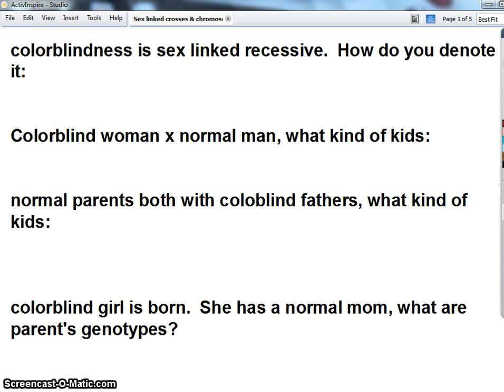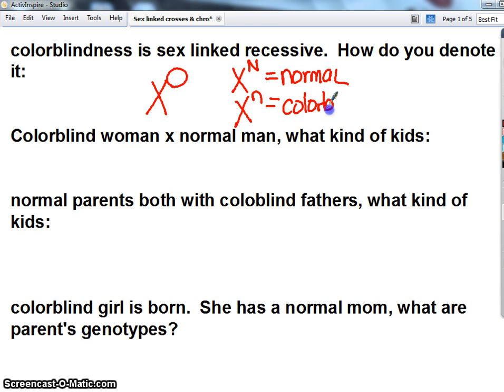The first thing you want to make a note of is if it says it's a sex-linked trait, you always have to indicate the trait as being carried on an X. So it's a sex-linked recessive trait, so that tells me that an X with a big letter, in this case I'm just going to use N, it doesn't matter what letter you use, would code for normal vision, and X with a little letter would code for being colorblind.